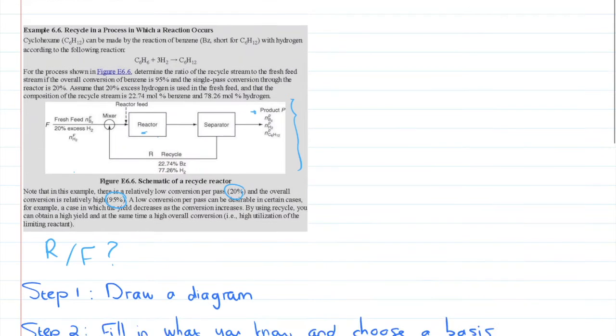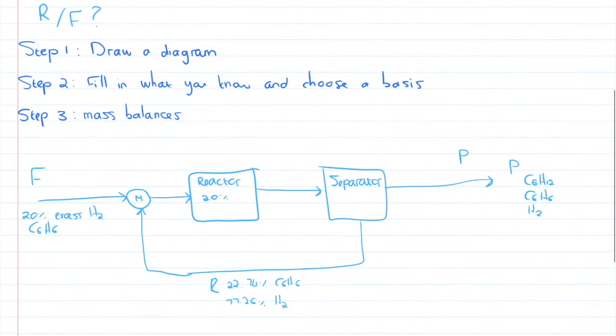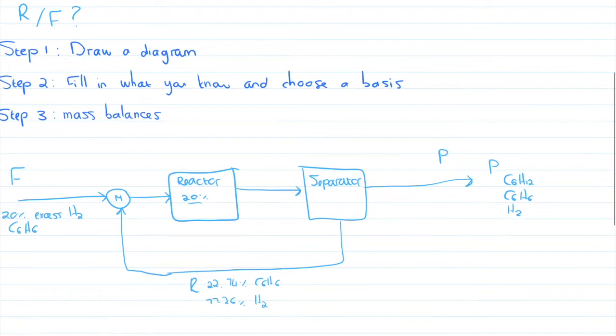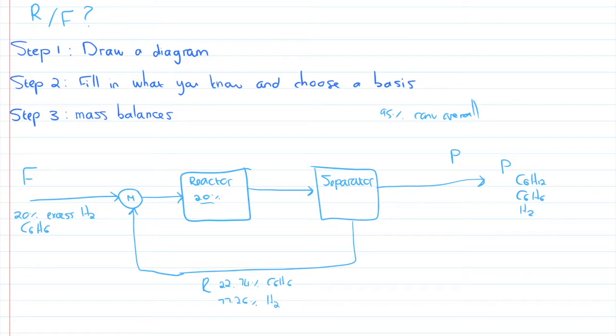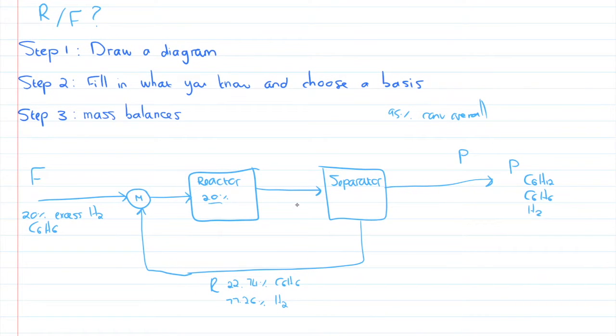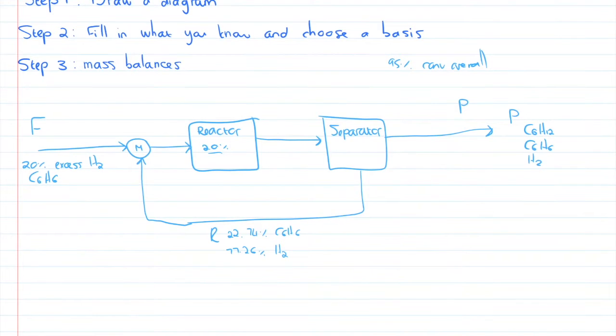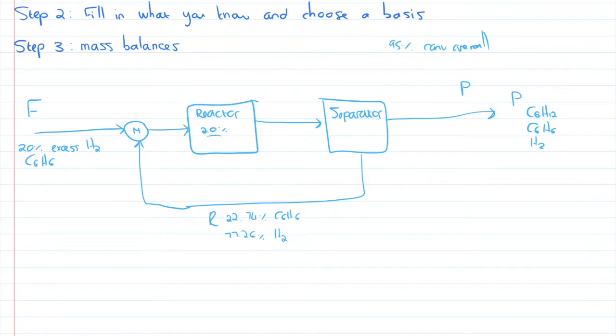Now they've already given you a diagram, but I redrew it so that I can fill in the information as I do my calculations. So already I've filled in that there is 20% conversion in the reactor. And we also know that there is a 95% conversion overall. Now that I've filled in what I know, the next step is to choose a basis. The easiest place to choose a basis is at the fresh feed. You can choose the fresh feed total to be the basis, or you can choose one of the components. So I'm going to choose benzene as my basis.